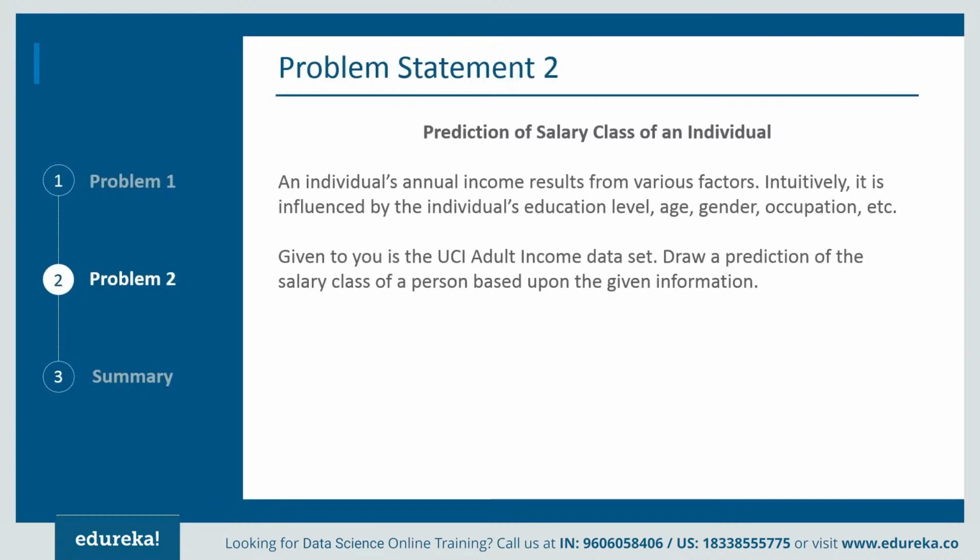So we are being given the UCI adult income data set. We'll try to predict the salary class of a person based on the given information. So we can explore the possibility of predicting income level based on the individual's personal information. For this, we shall be using another method called logistic regression. But first, let's know a little bit about regressions in general.